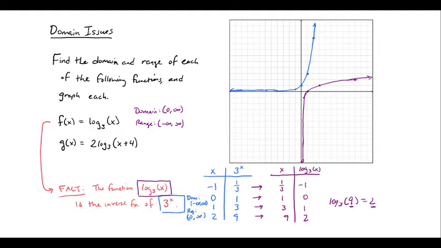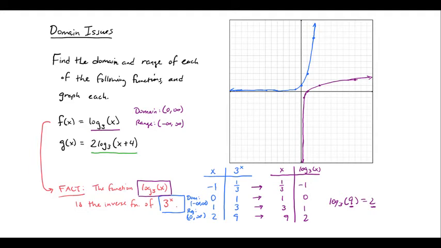So now let's shift gears again and talk about this other function here. I want green. A nice darkish shade of green will work. Okay, so this function right here, 2 times log base 3 of x plus 4. The way we're going to figure this one out is by transforming the purple function, which again is this function right here.